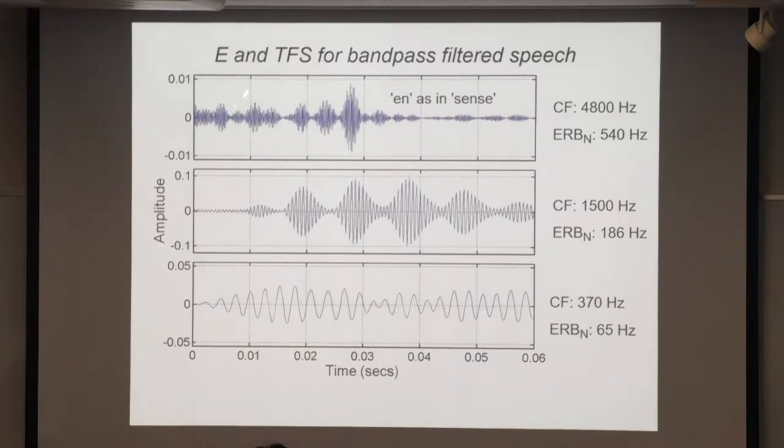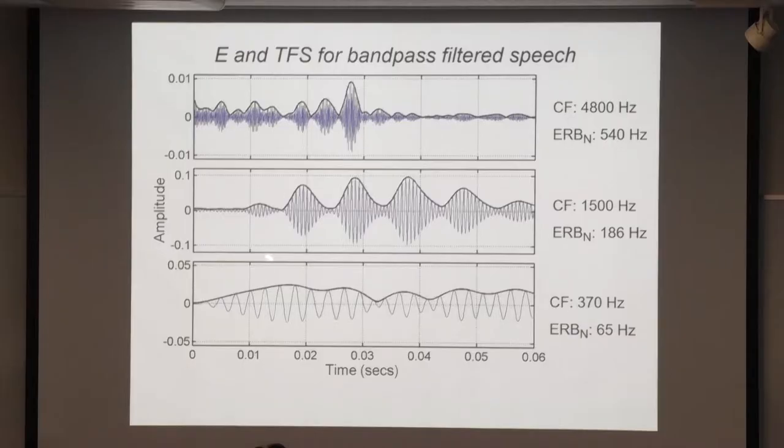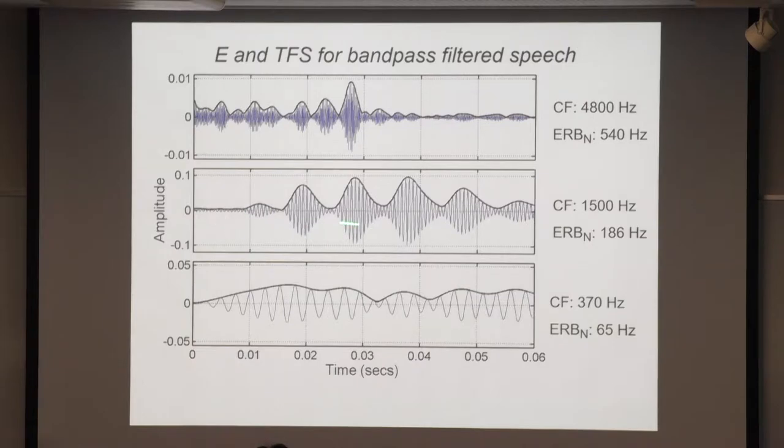And at a high center frequency, the carrier frequency is higher, but also the rate of envelope fluctuations on average is higher. And here I've superimposed the envelope, which is the slower fluctuations. It's often argued that these slow fluctuations are the most important feature for intelligibility, and that goes back especially to the work of Bob Shannon, showing that temporal envelope information in just a few noise bands centered at different frequencies is sufficient to understand speech in quiet. But I would like to argue that the temporal fine structure is also important, especially for more difficult listening situations where background sounds are present.